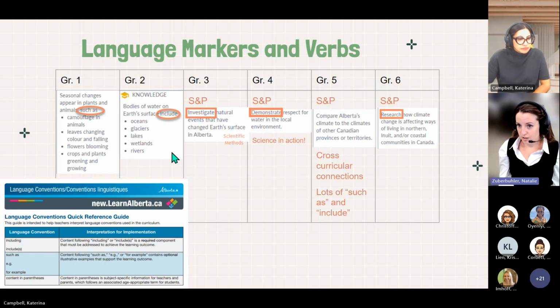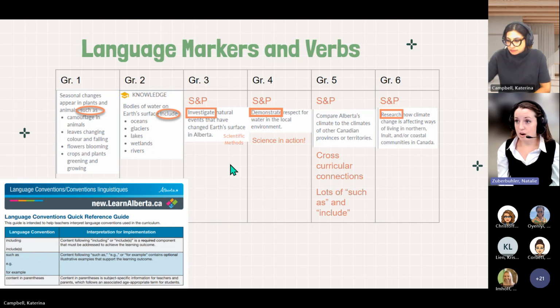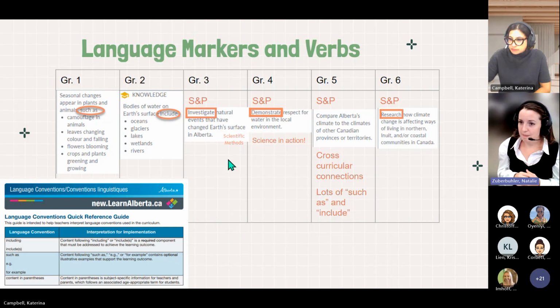Some other language markers you're going to see in grade 3, we have investigate. Whenever we see the word investigate, that's going to be an ideal time to tie in some of our scientific methods, our organizing idea of scientific methods. And you'll notice that progressing through the grades from grade 1 to grade 6, we kind of have the same inquiry cycle that we all go through, and it just levels up again with some of our vocabulary. So when we see that word investigate, right away, start thinking, tie in scientific methods.